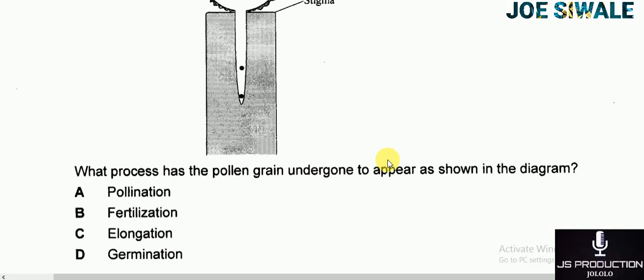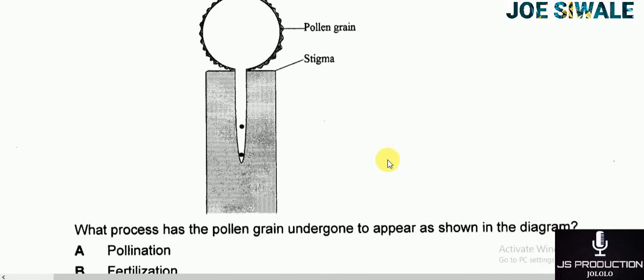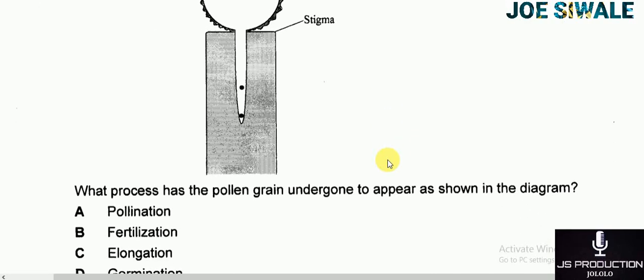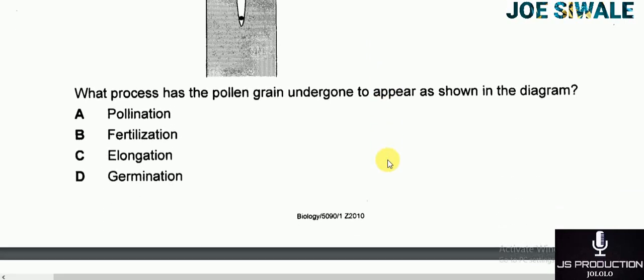C is elongation. So elongation is the process by which there is an increase in length of an organism. D is germination. Germination is the process by which organisms develop from seeds. So on this question, I'm not sure about the answer, but you can try to research on this question. But I think the answer can be C or D, but try to research.